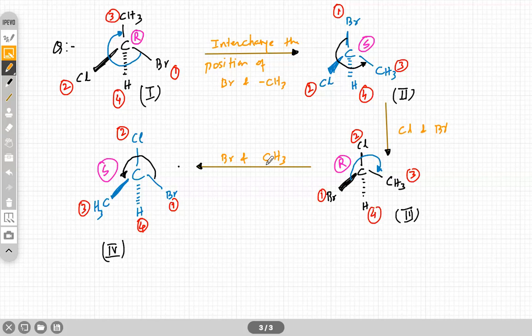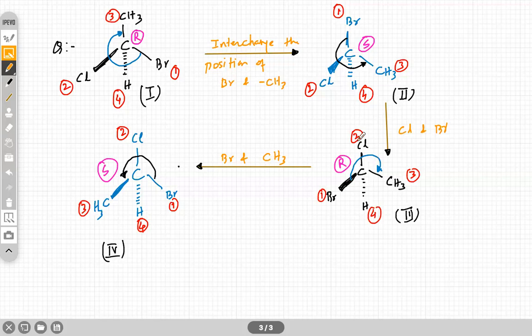Yes. So write down this note here. Whenever we have odd number of exchanges, R becomes S and S becomes R. Odd number of exchanges, configuration changes from R to S or S to R. Clear?